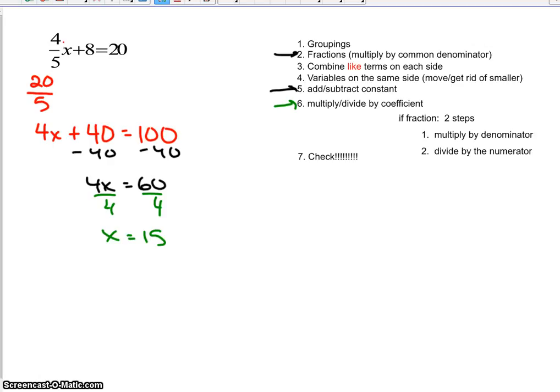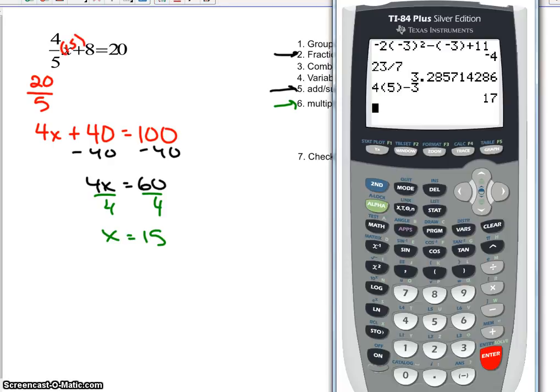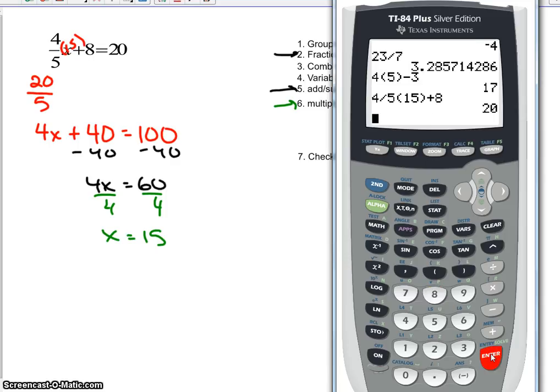And yeah, I know there's a fraction here, but put the parentheses where you had the variable. Put what you believe it to be, 15. So you got 4/5. Well, 4/5 is the same as 4 divided by 5. Then your parentheses, 15. Plus 8, and I did get my 20 like I needed.